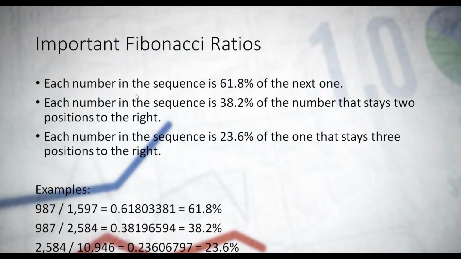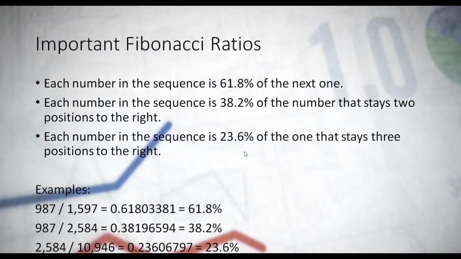So you should remember a few things. Each number in this sequence is 61.8% of the one that comes after it, the next one. Then each number in the sequence is 38.2% of the number that stays 2 positions to the right. Not the next number, but the one that comes after it. And then each number in the sequence is 23.6% of the number that stays 3 positions to the right.